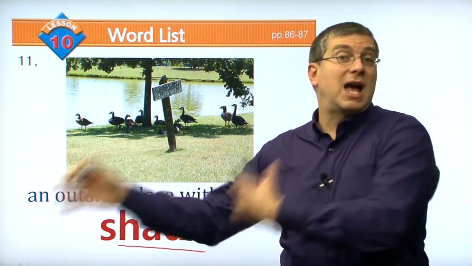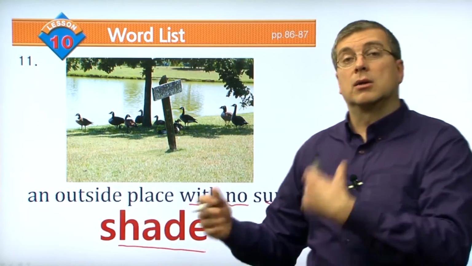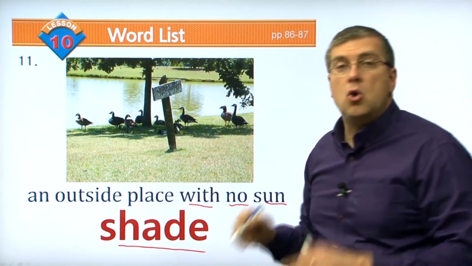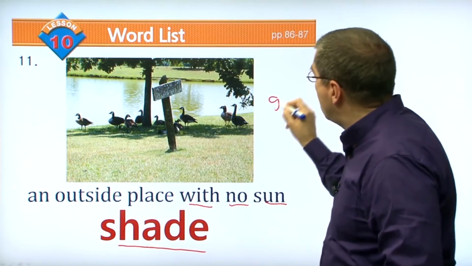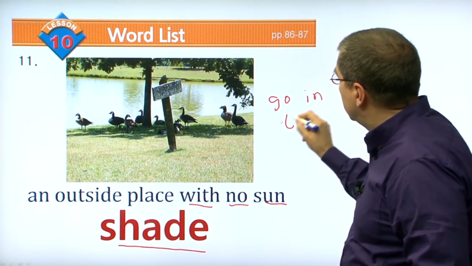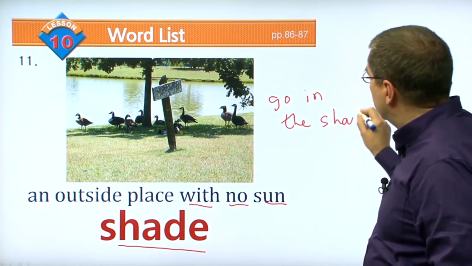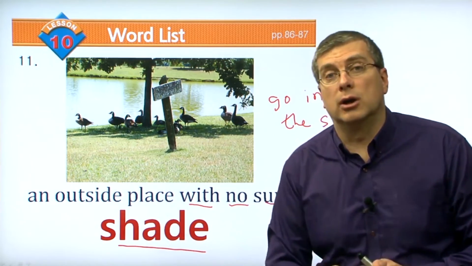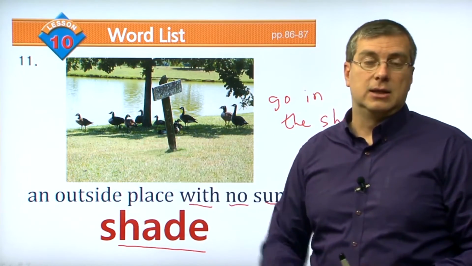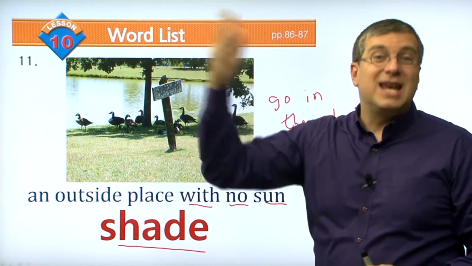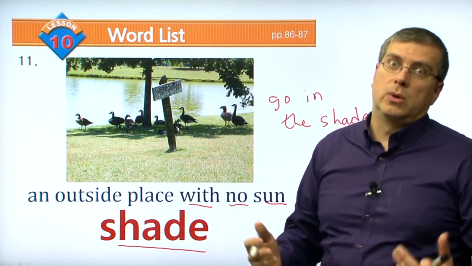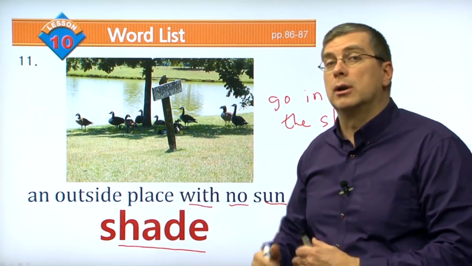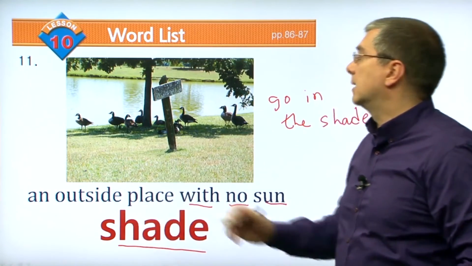So if you're outside, you're in a park or you're playing soccer and the sun is too strong, maybe you want to go in the shade. In the shade. Because the shade is cooler than in the sun. You don't have the sun hitting you directly. So it's a little cooler in the shade. Okay.